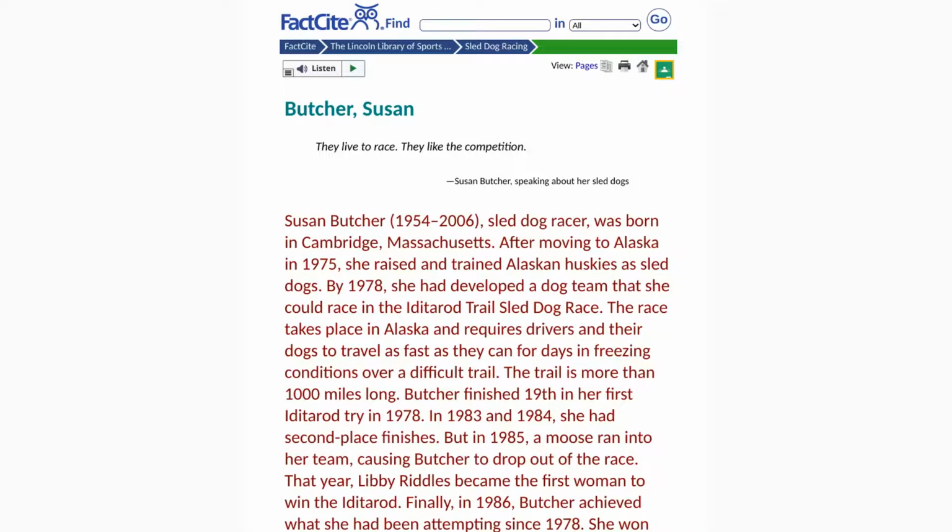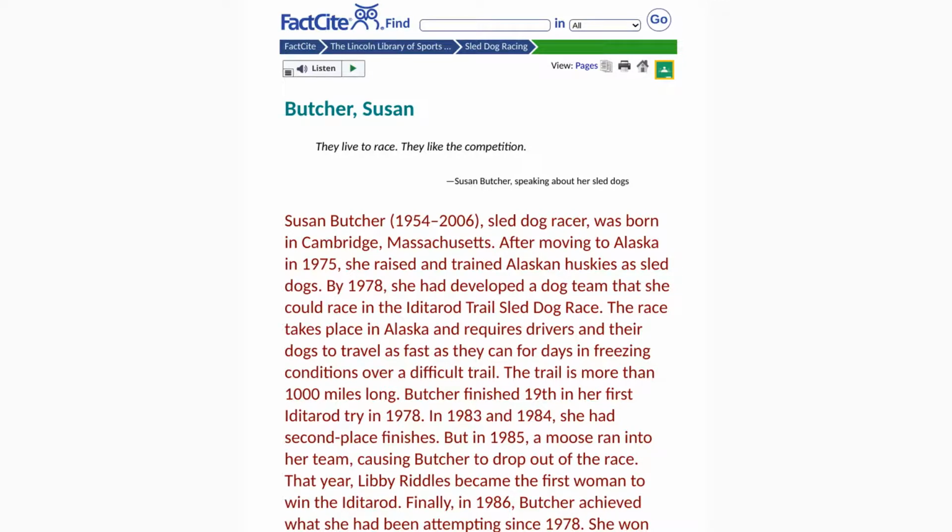Sports Champions has an article about Susan Butcher, a sled dog racer in Alaska. Students really connect to this story. In 1985, Susan was the favorite to win the Iditarod, but a moose got entangled in her dog's harness. 17 dogs were injured and 3 of the dogs died. So Susan had to withdraw from the race. She didn't give up, though, and that's the key when we talk about overcoming obstacles.